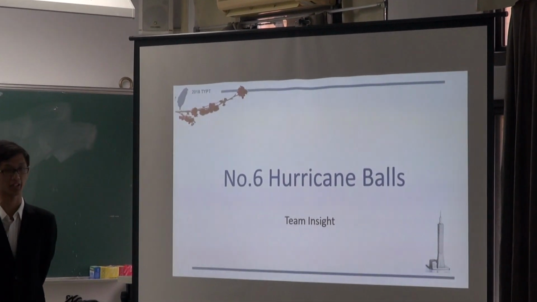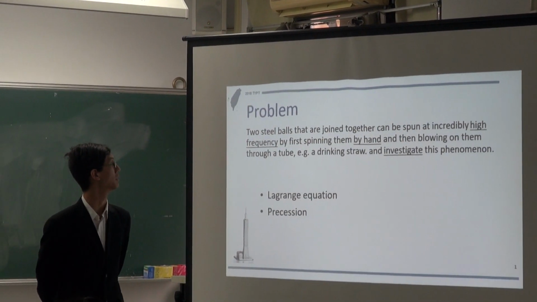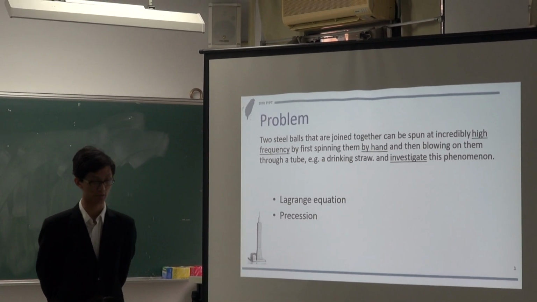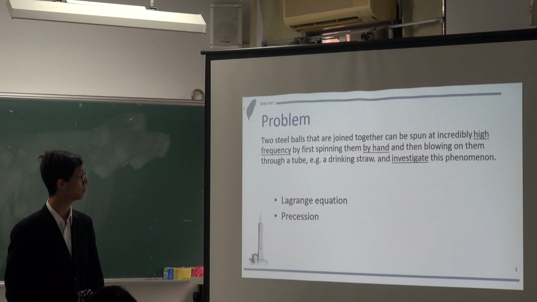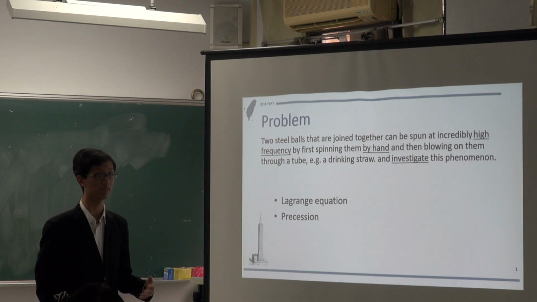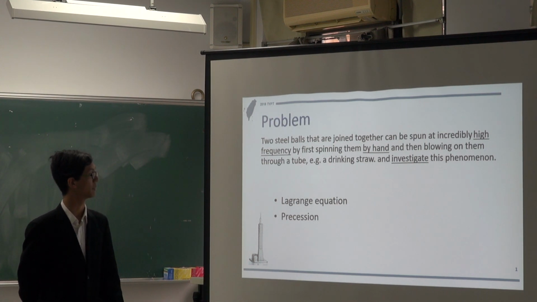Present to you: breaking balls. First is the problem. Two steel balls that are joined together can be spun at incredibly high frequency by first spinning them by hand and then blowing on them through a tube, for example a drinking straw. Investigate this phenomenon. Later on we'll be using the Lagrange equation.